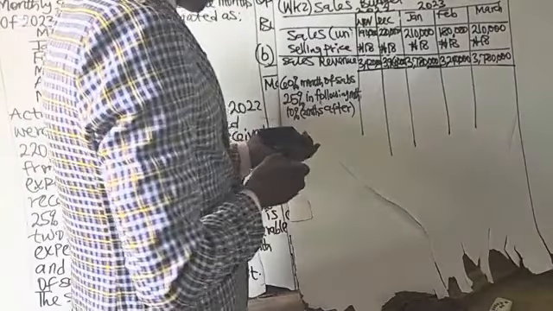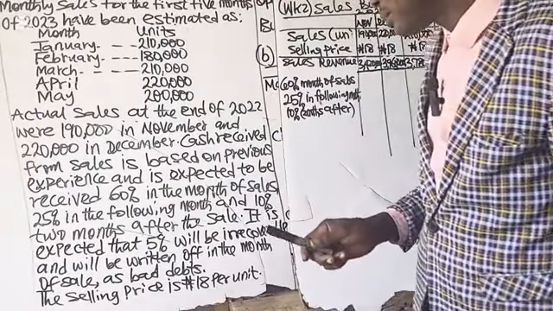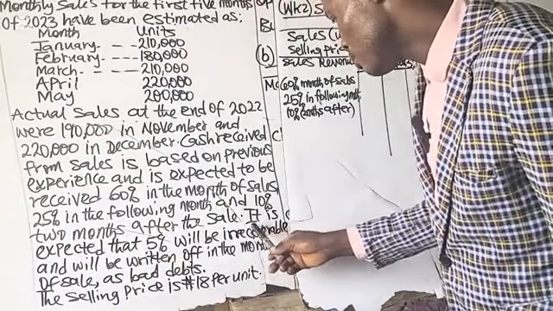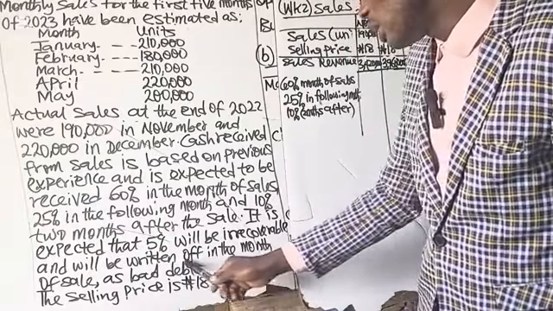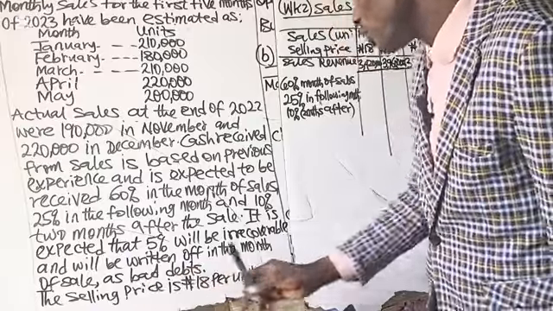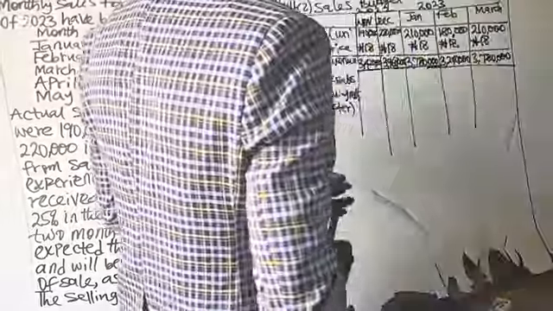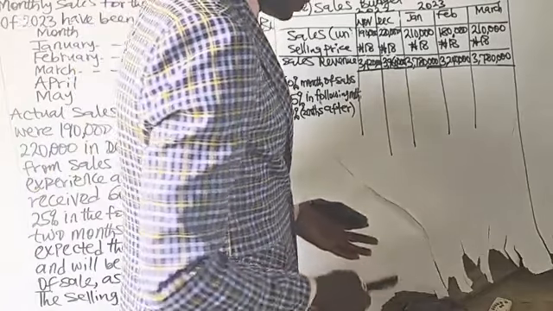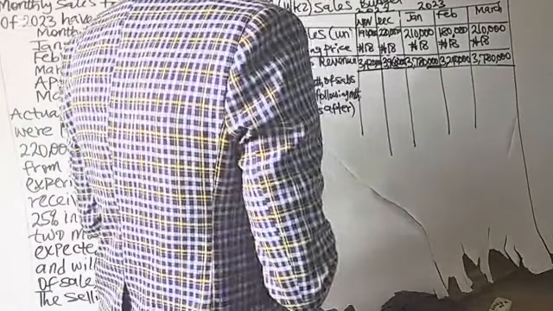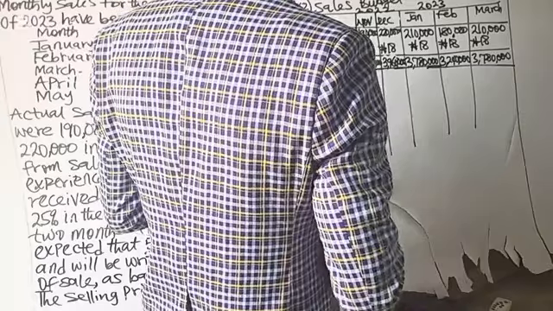So what have been received so far? 60 plus 25 is 85, plus 10 is 95%, remaining 5%. It is expected that 5% will be irrecoverable and will be written off in the month of sales as bad debts. Bad debts should not be recorded because it is not a cash flow, so we won't include it.